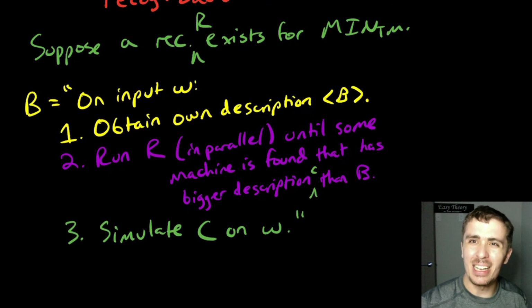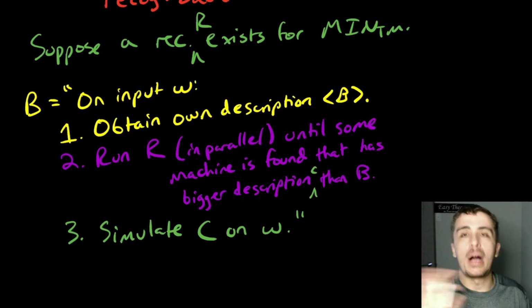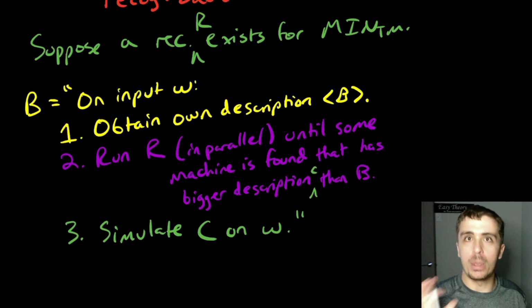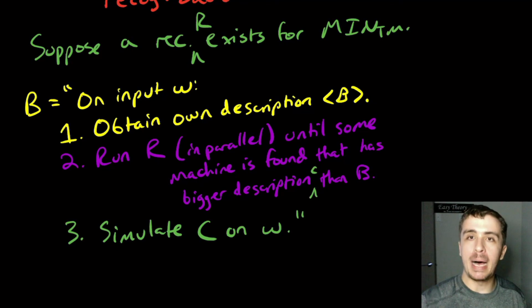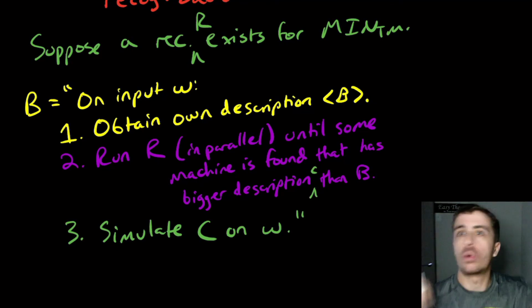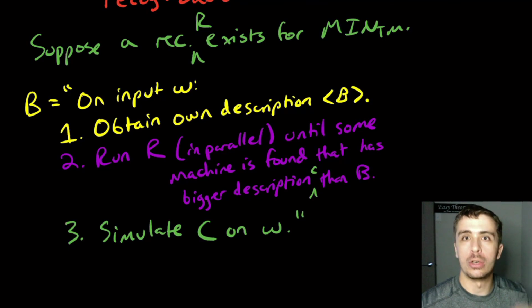Isn't that pretty awesome? We can prove a lot of different undecidable and not recognizable things very easily just by obtaining our own description and disagreeing with ourselves or getting a logical contradiction or something like that.